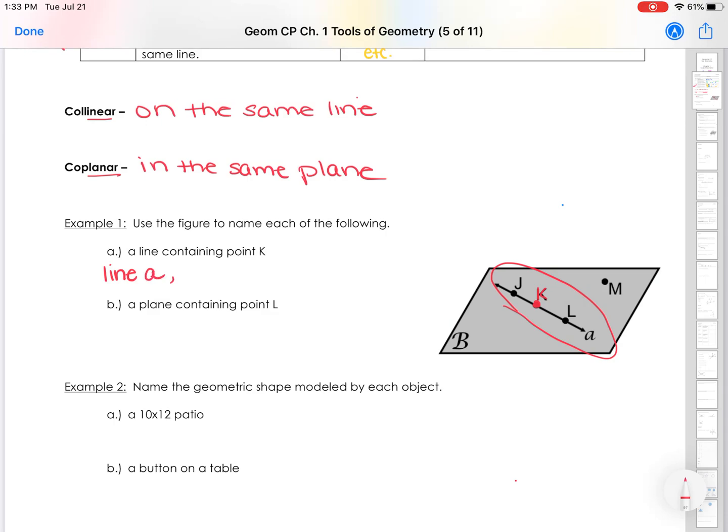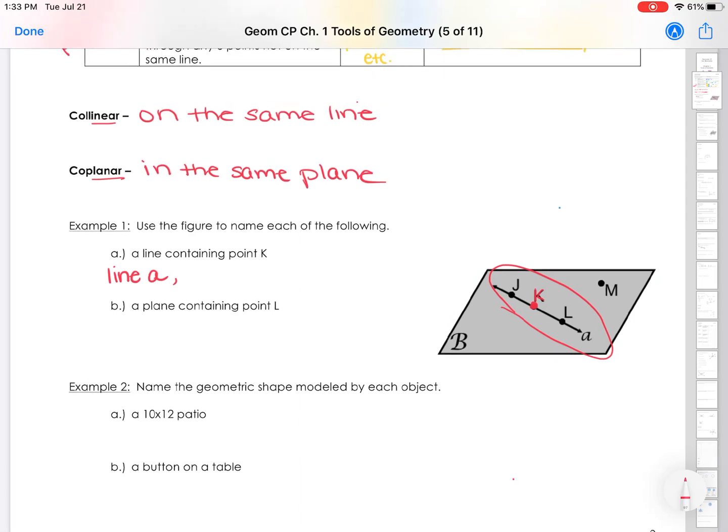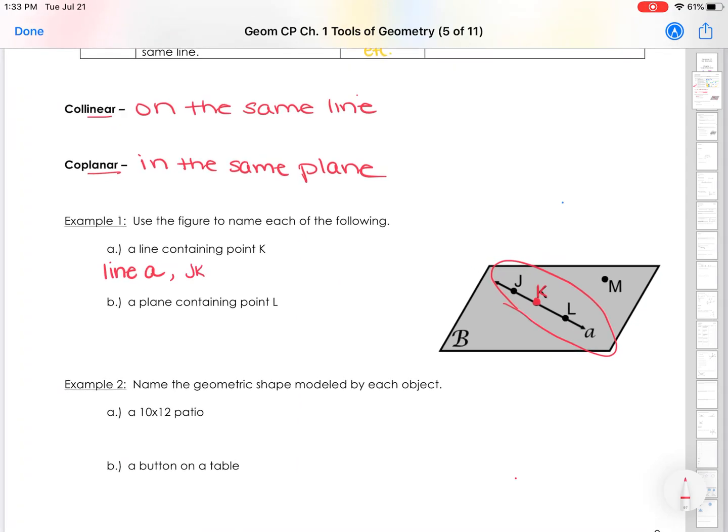We could use any combination of 2 of the points on there. So we could call it line JK, or we could reverse the letters and say KJ. We could do line JL. Again, we could reverse those letters and go LJ. We could do line KL. And again, we can reverse those letters. Any of those is acceptable, and I think I covered all my bases there.